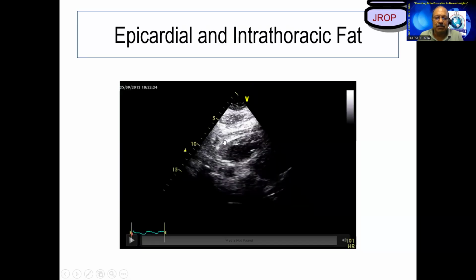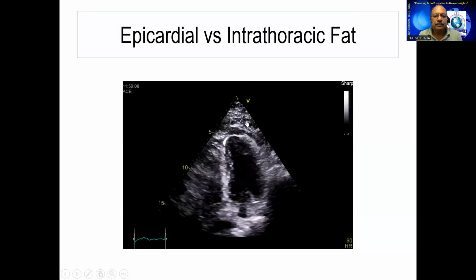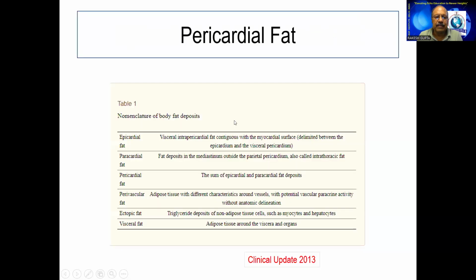So now a big example, thickened pericardium, epicardial fat. Here is a pericardium, and there is a lot of fat seen over here, which is known as intrathoracic fat. Again, an example: here is epicardial and here is intrathoracic fat.